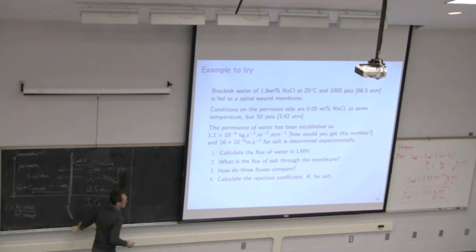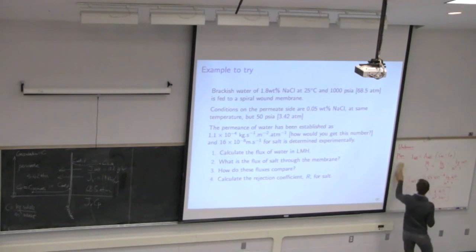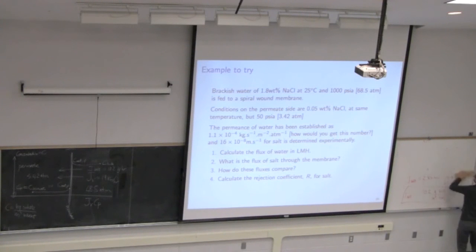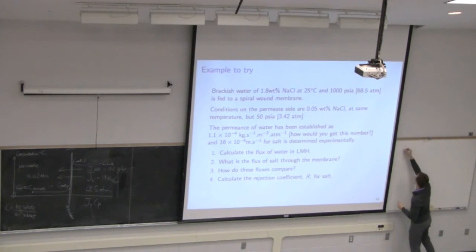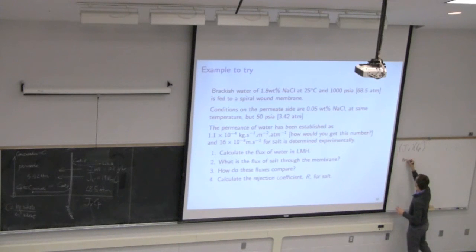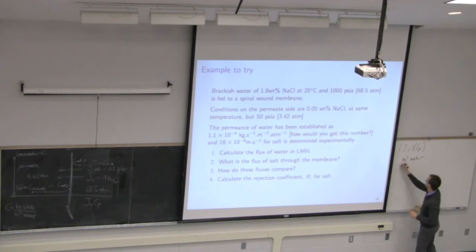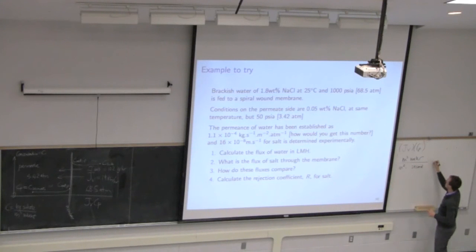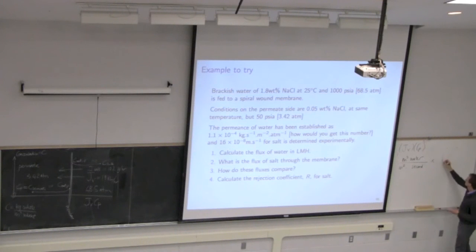The units of JV in standard SI is volumetric flux, so what would those be? JV times CP: JV's units are meters cubed of water, the solvent, per meter squared per unit time. Okay, multiply by CP's units: kilograms of salt per meters cubed of water.